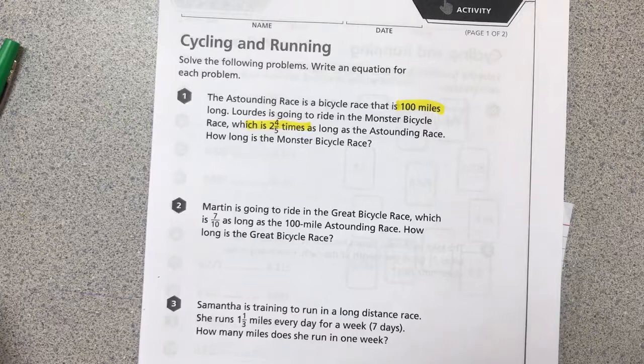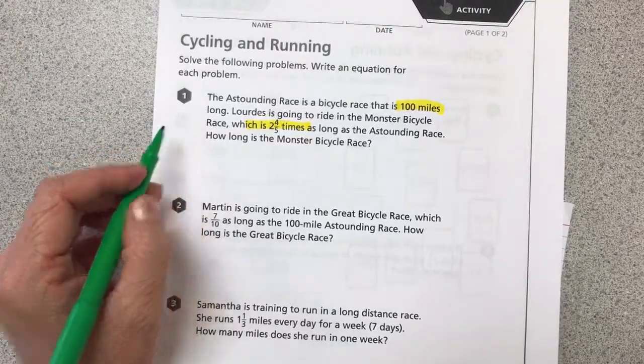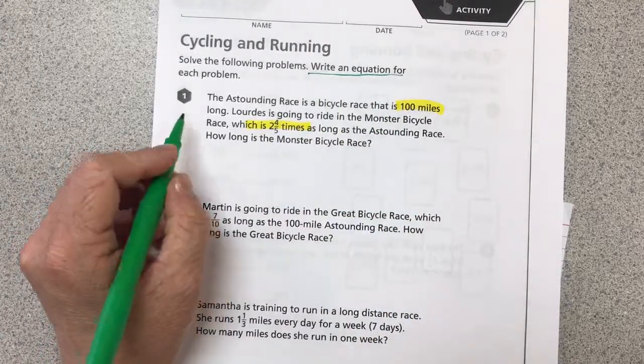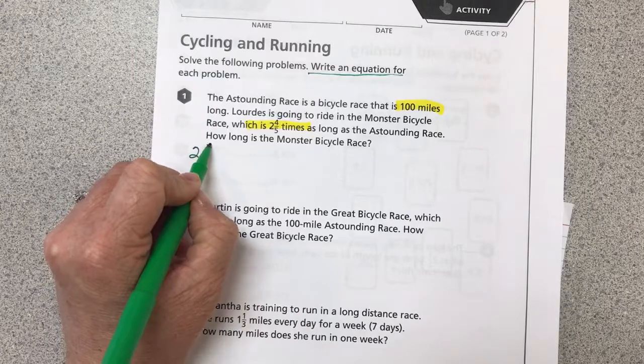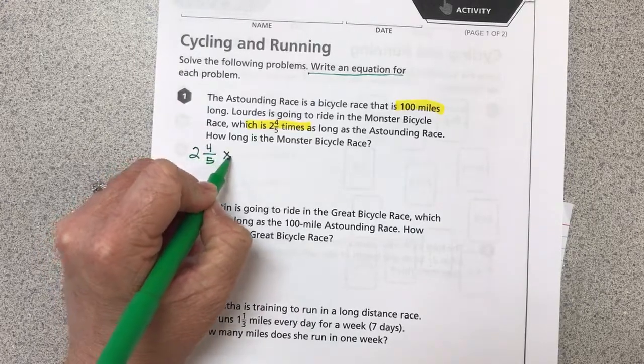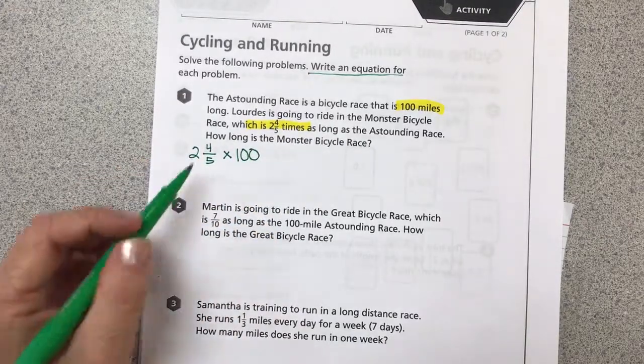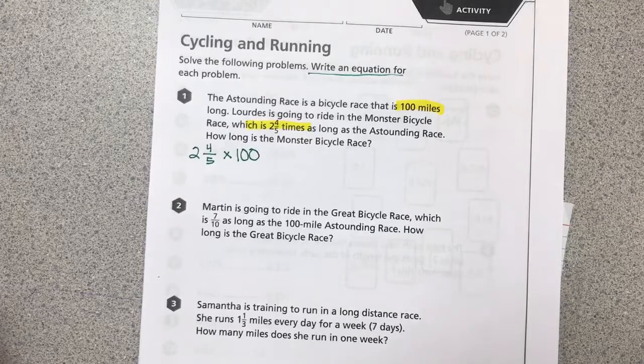100 miles. So if we think about our answer, is it going to be more or less than 100 miles? Hopefully you're thinking it's going to be more. In fact, it's going to be almost 3 times as much, or at least 2 times as much. So writing an equation, which is what it's asking for us to do, the equation would be 2 4/5 times 100 miles. So that is 2 4/5 times 100 miles, and that is going to help us find our answer. So there are several ways that we can tackle this.